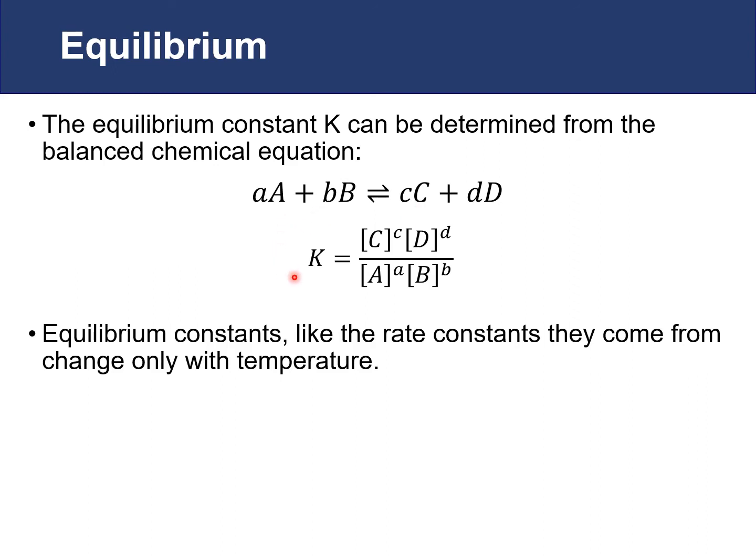Now, as we had shown in the previous slide, we can actually derive our equilibrium constant from the rate constants for the elementary steps in a mechanism. Because the rate constants are temperature dependent, the equilibrium constants that they make will also be temperature dependent. So equilibrium constants, just like the rate constants that they come from, are temperature dependent. They only change with temperature.